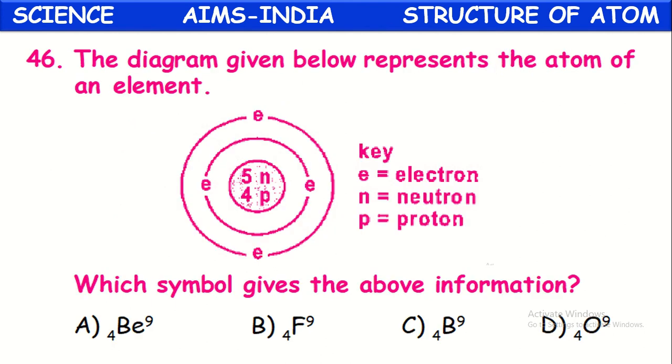Okay, next. The diagram given below represents the atom of an element. Which symbol gives the above information? To know that, first let us see the atomic number, meaning number of protons. The number of protons is 4. The element with atomic number 4 is beryllium. And how many electrons are there? 4 electrons, of course. And the number of neutrons is 5. So the number of nucleons or mass number will be 9. So 4 Be 9 is the correct representation of the atom.